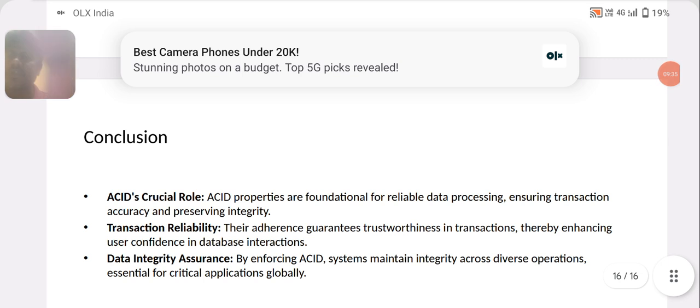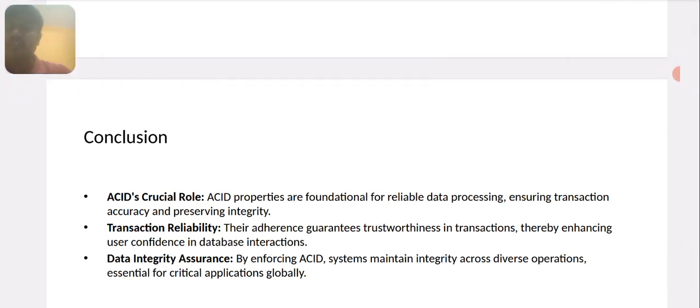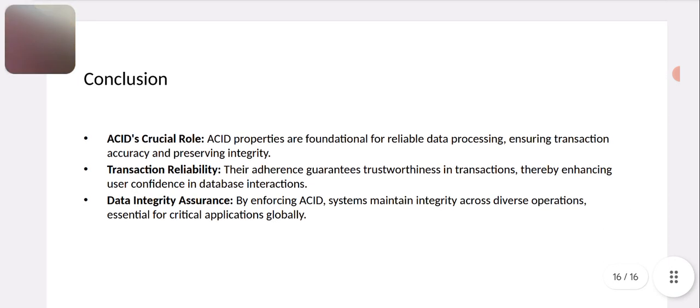And this is the conclusion of ACID properties. ACID is crucial for reliable data processing, ensuring data accuracy, preserving integrity, and guaranteeing transaction reliability, enhancing confidence in database interactions and data integrity assurance across diverse operations, the essence of critical applications globally.